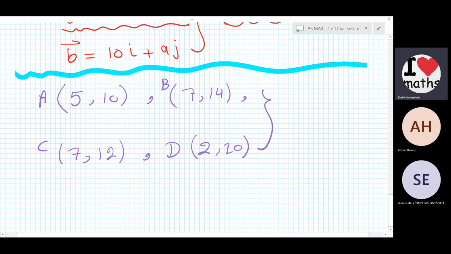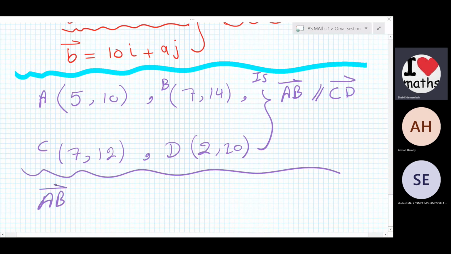Then from these 4 points I can ask you: is AB parallel to CD? Come on, kids, I want you to answer this question. Again, I'm asking you to prove it through the vector. Is AB parallel to CD? Let's think together. Who is able to find for me the vector AB?